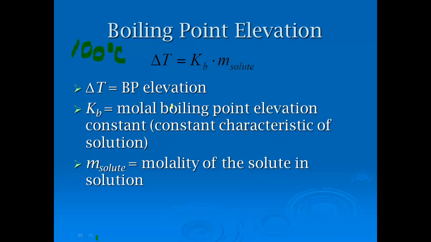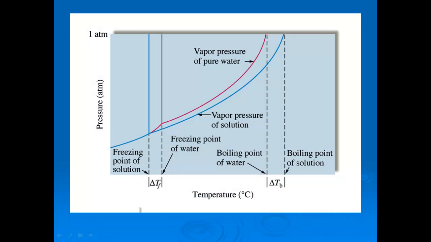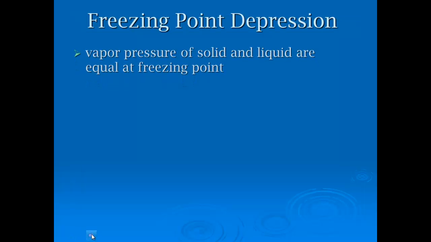Kb is the molal boiling point elevation constant, and this is usually given to you. And m is the molality. So this is also part of the reason we had to know those molality concentrations. And a lot of this stuff is on the AP Chem sheet. So graphically, this is just showing you your pressure and your temperature. This is a phase change graph that just shows you some of those things and those points.